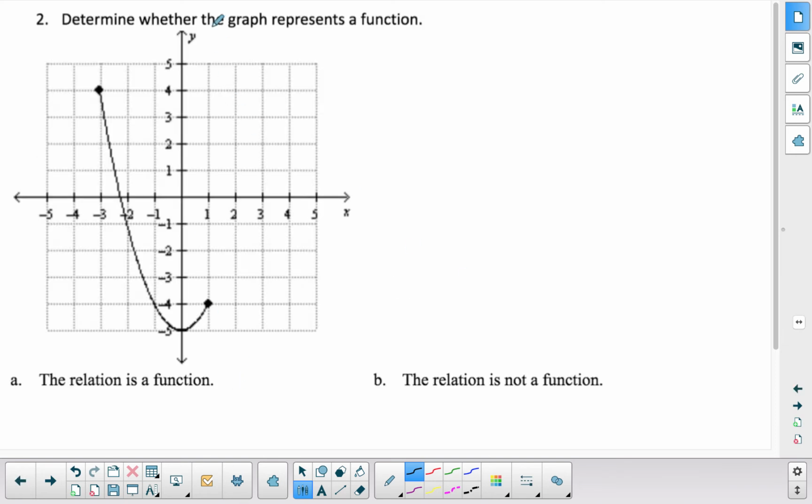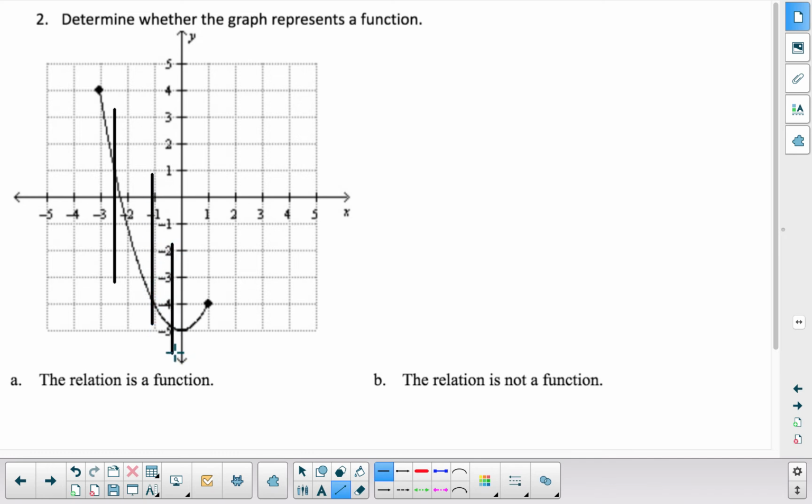For number 2 right here, again, we go to the vertical line test. There's no vertical line at any point here. There's no point, or points I should say, where there's a vertical line crossing 2 spots of it. You can see these are vertical lines here. It never happened, so this is a function.